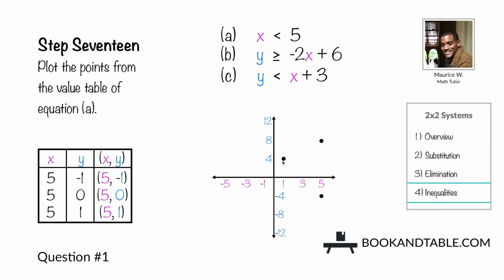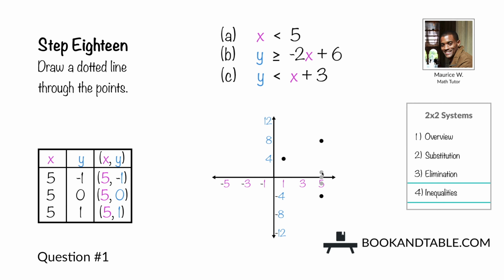So we plot the vertices, and now we're ready to plot the points from the value table of A. The first point is 5, negative 1. The second point is 5, 0. And the third point is 5, 1. And now with these 3 points, we can draw a dotted line to create the line for inequality A. And it's dotted since it's less than, but not equal to.